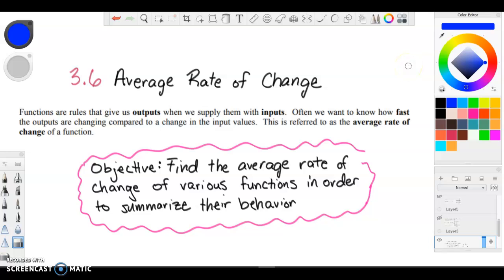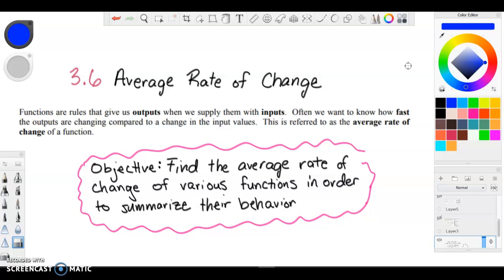Hey guys, over the last couple of days we've been talking about functions and the way that they take an input and convert it into an output. We've looked at this with graphs and tables and equations, but ultimately we just care about the rule. Input leads to output. Today we're going to be discussing the average rate of change.